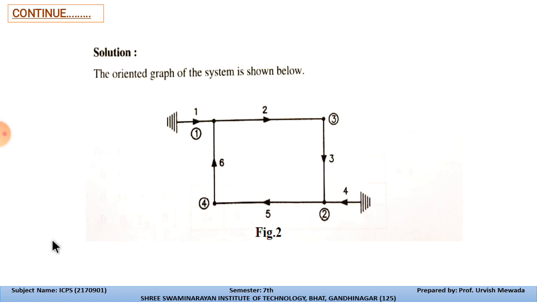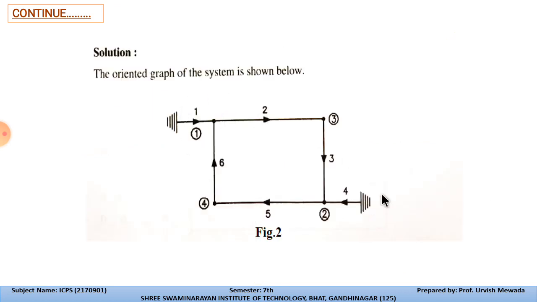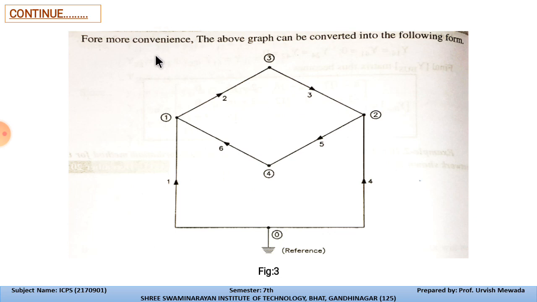First of all, we need to draw the graph of this network. The graph of the network is, there is a connection between all the buses. That's why 1, 2, 3 and 4 are all connected like this. Between node 1 and node 3, the link is 2, and between 3 and 2 the link is 2, and between 2 and 4 the link is 5, and between 4 and 1 the link is 6. So from this we can form the simplest diagram.